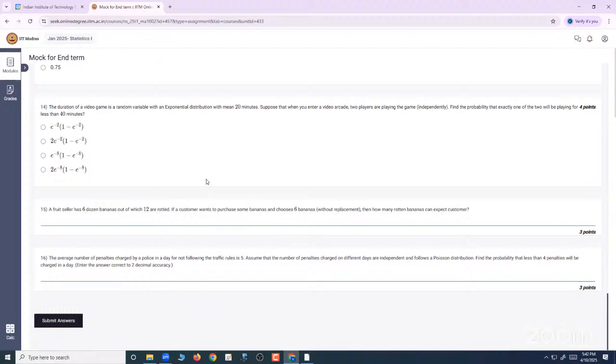For this, we will have to use the CDF of the exponential distribution, which is 1 minus e to the power minus lambda x. The approach is correct. Yes, you would be finding the CDF. I got it. But the question asks for the probability that exactly one of the two will be playing for less than 40 minutes. So what equation would you write to calculate the probability? I just need the first equation. That's it.